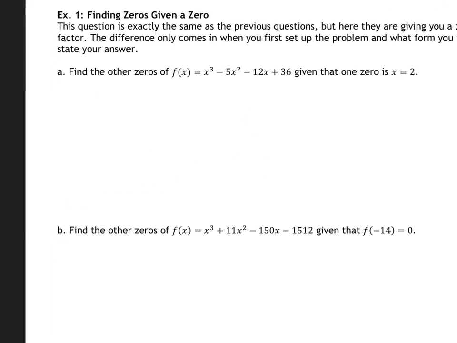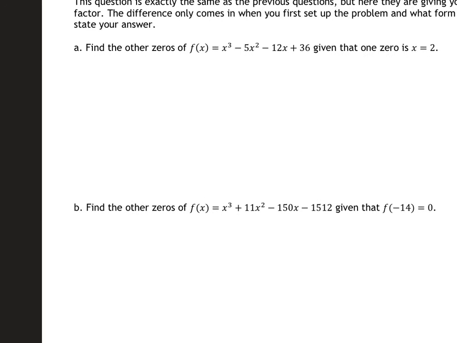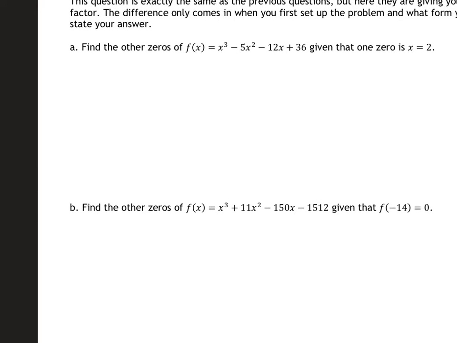So find the other zeros here. I'm given that a zero is x is equal to 2. So I already know what it's equal to, so I can take it 3, 2, 1, 0. I'm good to go here. So 1, negative 5, negative 12, 36.